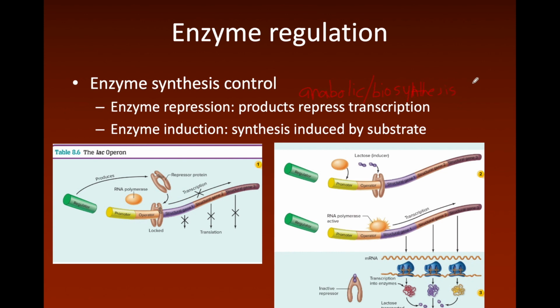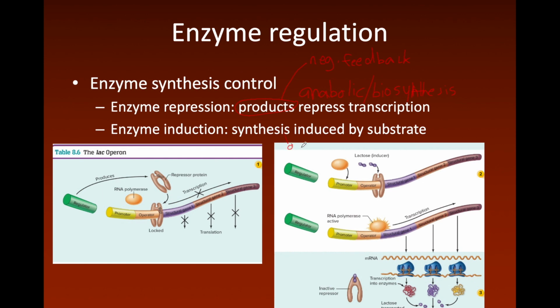Where the product becomes available, or maybe that cell is in starvation mode and is shutting off biosynthesis pathways. So in either case, you'll have a buildup of the product, and the product can come back and repress the synthesis of the enzyme. Because this is another example where products come back, we know this is negative feedback regulation. Versus enzyme induction, the synthesis of the enzymes is induced by the substrate of the enzymes, right?